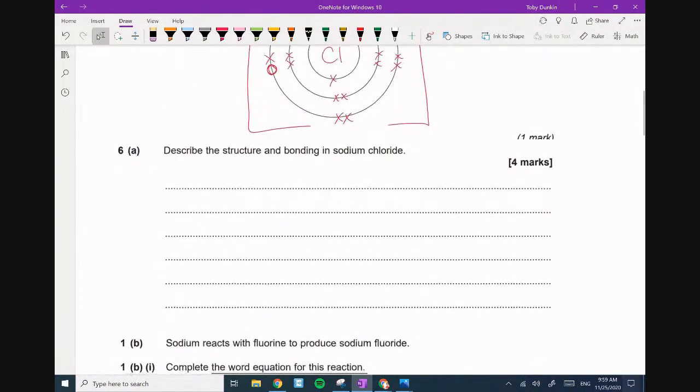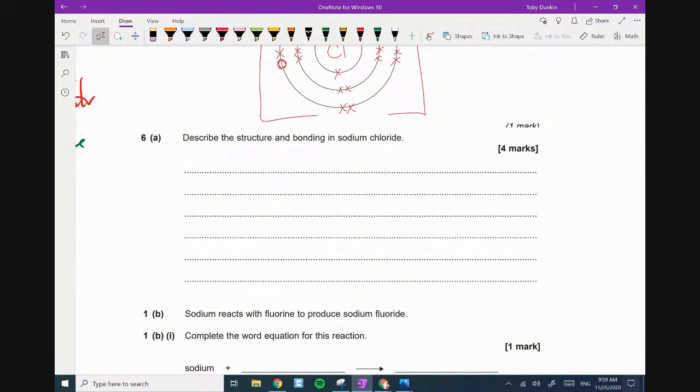Next, describe the structure and bonding in sodium chloride. Perfect. Okay, NaCl. So, describe the structure and bonding. Bullet points. Structure, bonds, strength, number. I don't need to do energy because there was no mention of melting point. So, the structure. Now remember, these must be full sentences. And this is where Zina's question comes into play.